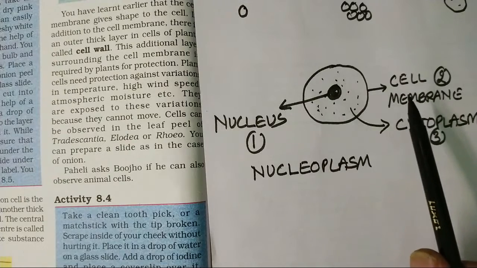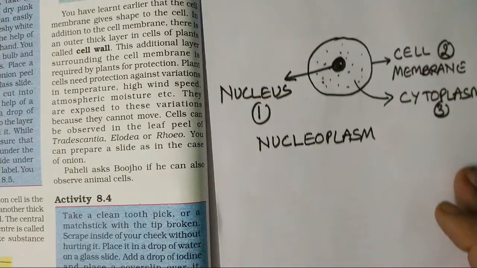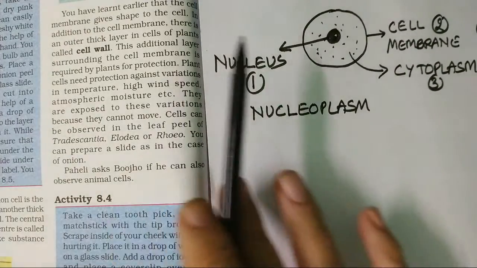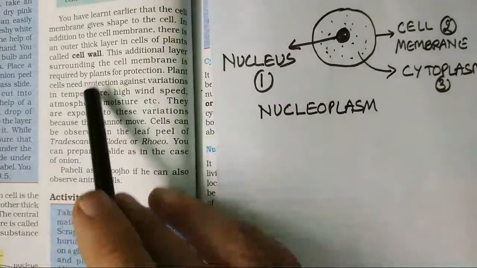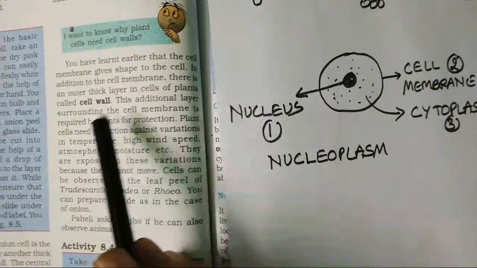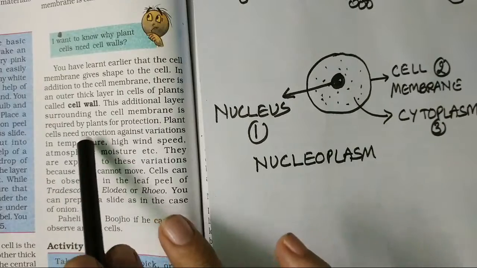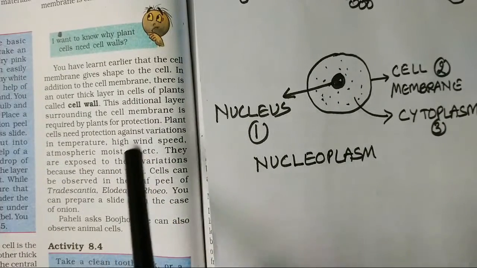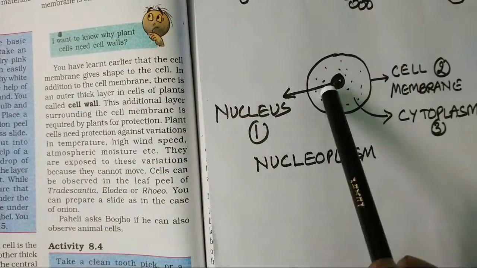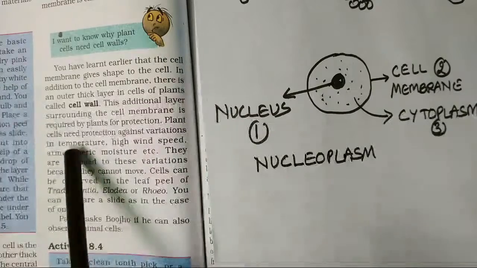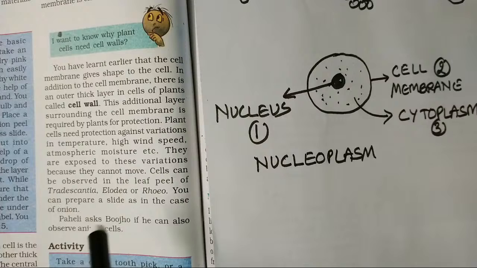Apart from the cell membrane, there is a boundary outside the cell membrane, which is only seen in plants. There is a thick layer around the cells in plants, and this is called the cell wall. The cell wall is an additional layer which surrounds the cell membrane in plants for protection. So the cell membrane is giving shape, but the cell wall is protecting the cell membrane. The plant cell needs protection and support, which is given by the cell wall.